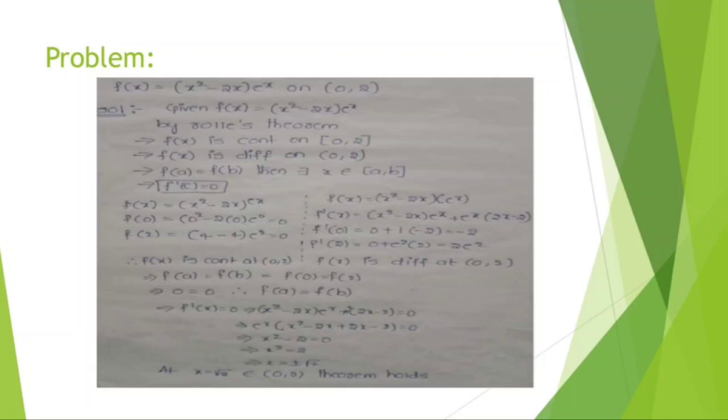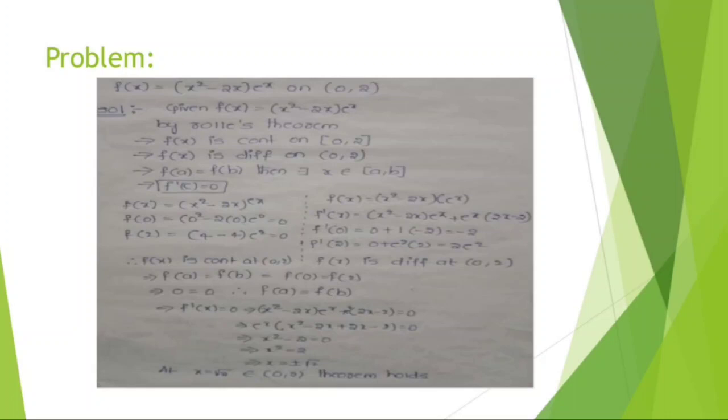We have f dash of x equals 0. That means x square minus 2x into e power x plus e power x into 2x minus 2 is equals to 0. Here I have taken e power x as common, and x square minus 2x plus 2x minus 2 is equals to 0. In this bracket, minus 2x and plus 2x get cancelled, and e power x goes to that side, and 0 by e power x equals 0. That means x square minus 2 equals 0 remains. Therefore, x square equals 2, x equals plus or minus root 2. At point x equals plus or minus root 2, the theorem holds.